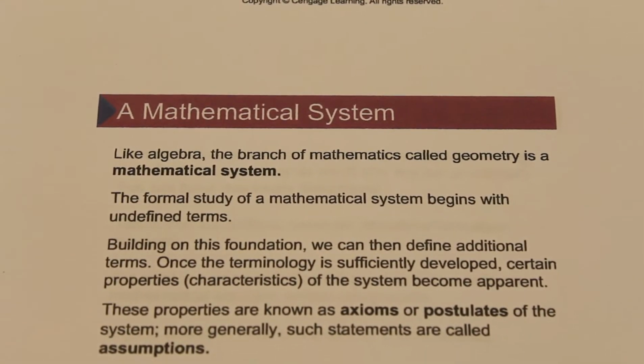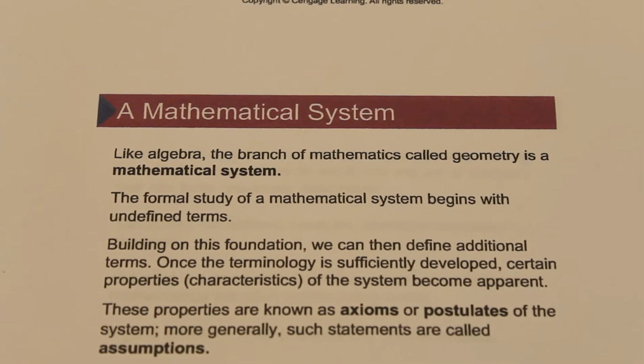But geometry is a mathematical system, just like algebra is a mathematical system, or calculus is a mathematical system, statistics. So, in order for something to be a mathematical system, there are some building blocks. First of all, there are some undefined terms, which are point, line, and plane for geometry. And then once you have these terms, you can come up with additional terms based on points, lines, and planes. So then you'll have undefined terms and defined terms, which are called definitions.